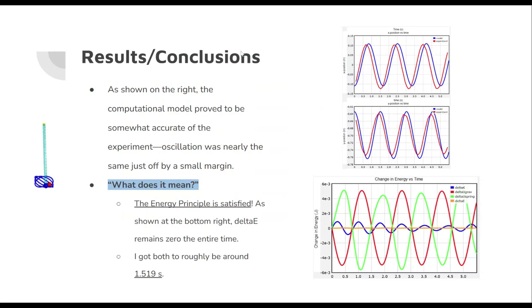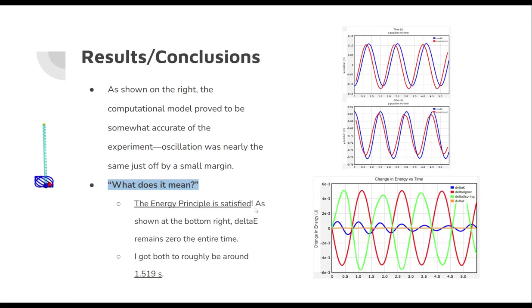So shown on the right, the computational model proved to be relatively accurate of the experiment. For some reason, probably some error, as the model does not take into consideration things like air drag, stuff that we are considering negligible. And so it's slightly off, but it exhibits the same wave-like oscillation pattern. It's just a little bit off.